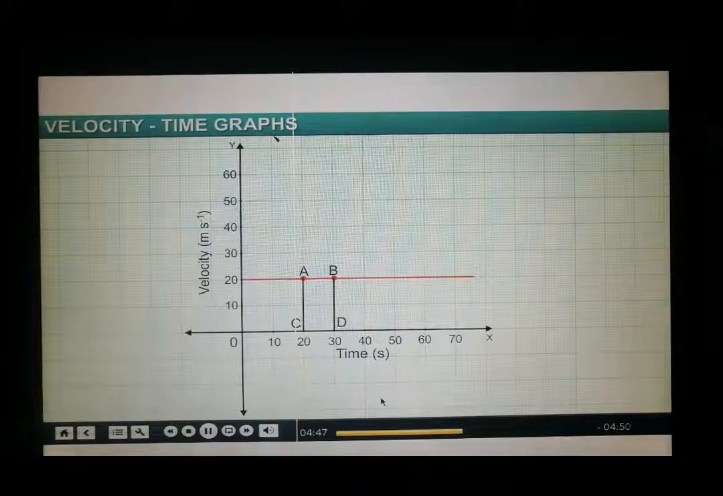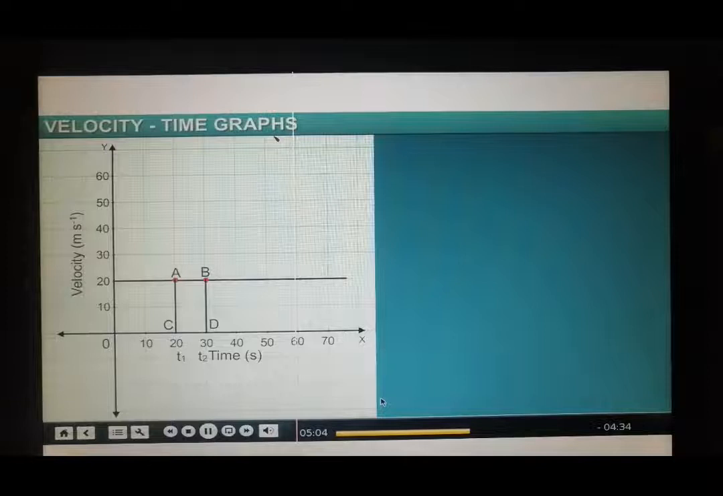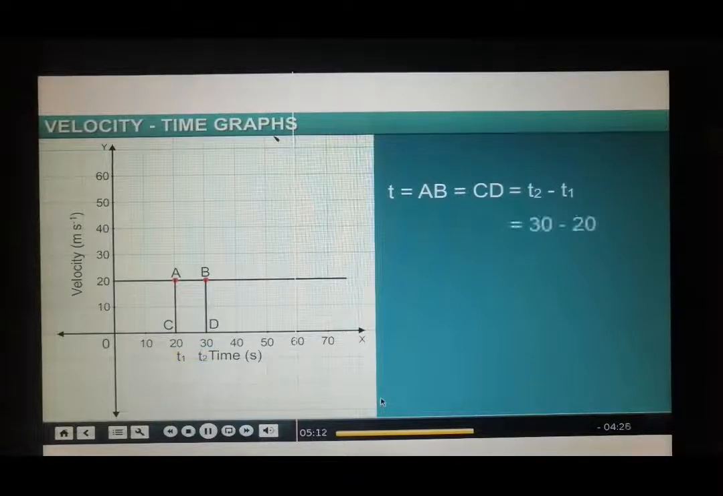respectively. The time taken, t, by the car to move from the position represented by point A to the position represented by the point B is the difference of time t2 and t1. We can say AB is equal to CD is equal to t2 minus t1 is equal to 30 minus 20 is equal to 10 seconds.